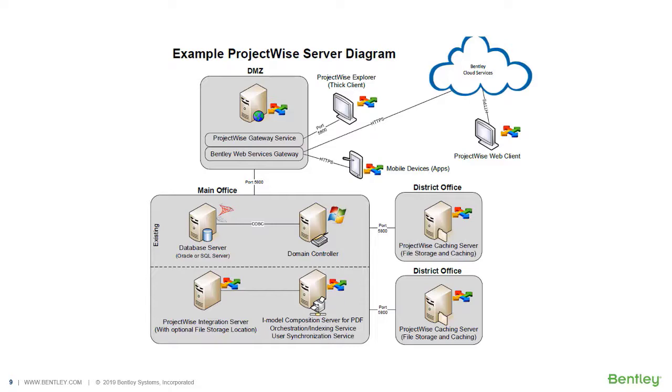The other part I want to highlight is that the gateway service has two network cards. One is facing the public, the other facing the internal network. So you are always communicating to the gateway service, and then the gateway service will go through the firewall to access your ProjectWise data securely. So that's the whole idea about the gateway service. Hopefully, given this picture, you have a better understanding of what a gateway service is and how it works.